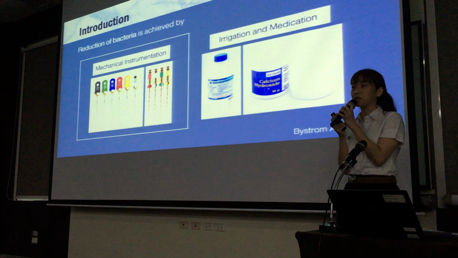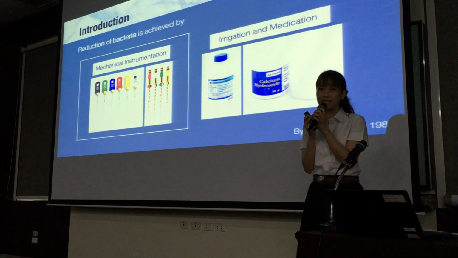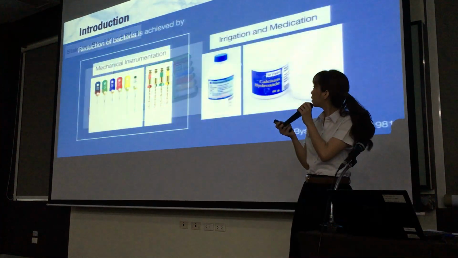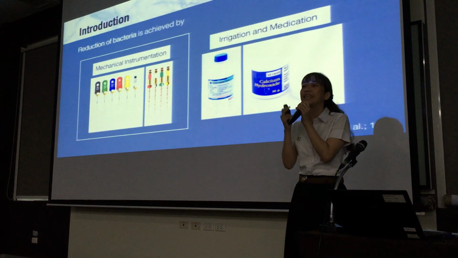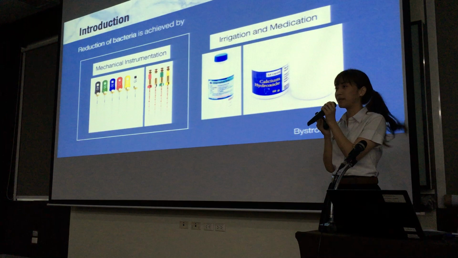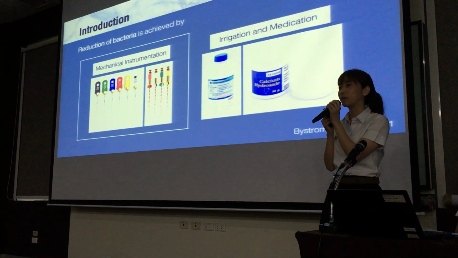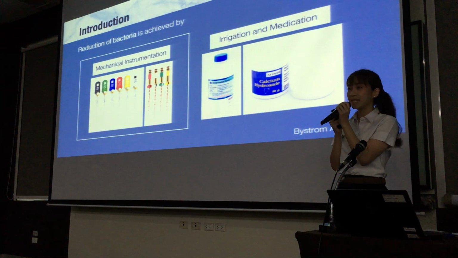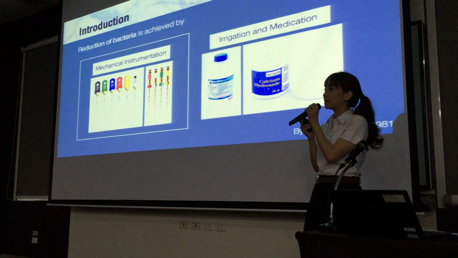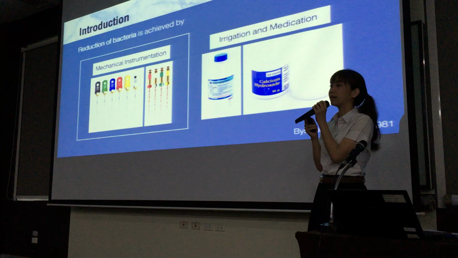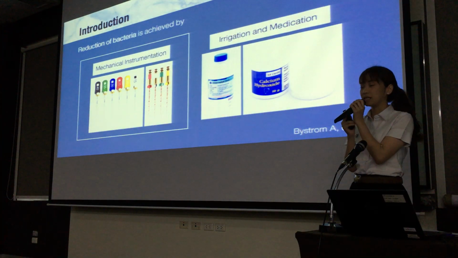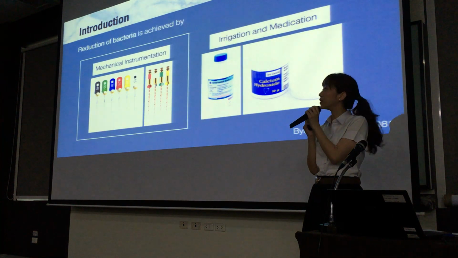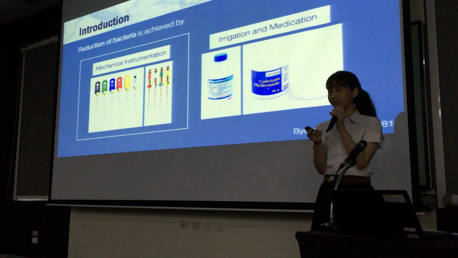Now, let me introduce a little bit about endodontic treatment. The aim of endodontic treatment is to prevent and to eliminate apical periodontitis by reducing the bacteria. The reduction of bacteria can be achieved by mechanical instrumentation and chemical methods. But studies show that mechanical instrumentation is the most effective way to eliminate bacteria.